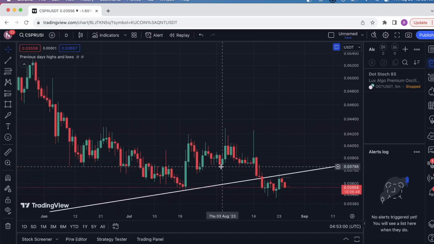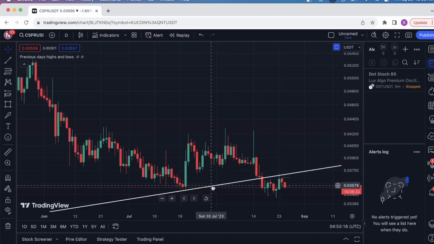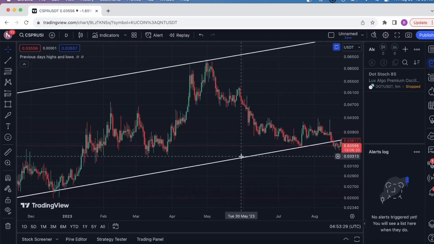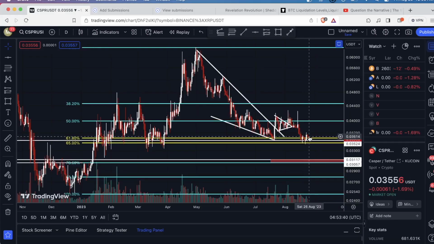So for me, I'm not going to even think about taking a long on Casper. And I'm talking about short-term trading, guys. I have Casper on my long-term hardware wallet to hopefully sell in 2024, 2025, right? I'm just talking about trading. I'm not going to take a Casper long until I get at least daily candles closing back above this former level of support.